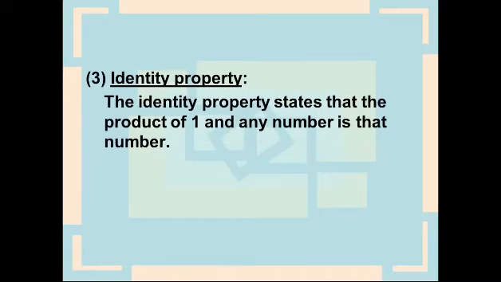The third property, identity property. The identity property states that the product of 1 and any number is that number. For example, 6 multiplied by 1 equals 6. A multiplied by 1 equals A.